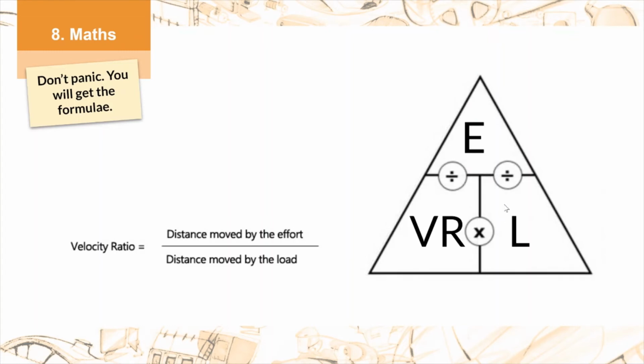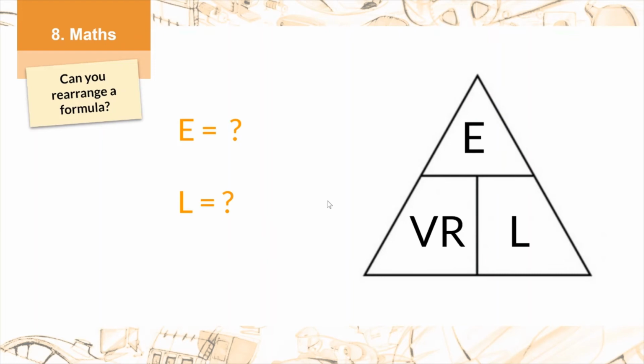If you need a little more help, remember that these are divide lines up here, aren't they? And this is a times line because they're next to each other. So if we needed to know the velocity ratio, that would be effort divided by load. And if we need to work out the load, that would be effort divided by velocity ratio. So I've just told you the answer to that, haven't I? Okay, go on, can you do it?